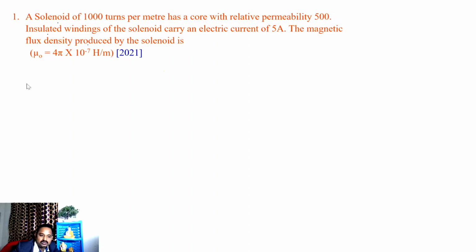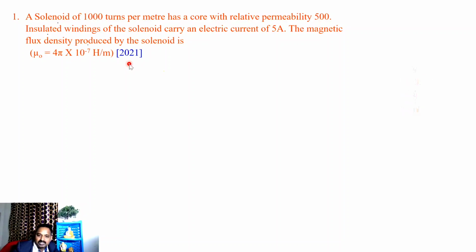See the first question, my dear student. A solenoid of 1000 turns per meter has a core with relative permeability 500. Insulated windings of the solenoid carry an electric current of 5 ampere. The magnetic flux density produced by the solenoid is given, permeability of free space is 4 pi into 10 power minus 7 Henry per meter. This was given in 2021, my dear student.